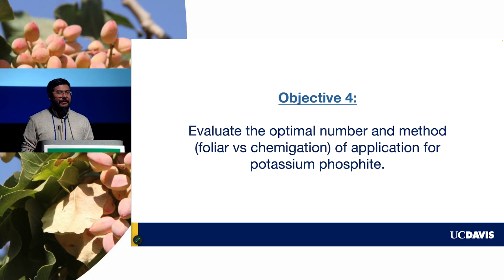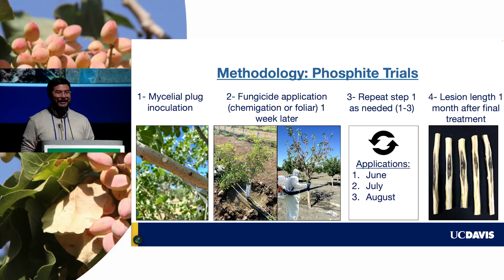And our last objective, as I mentioned, the phosphates are the only ones that could be applied as foliar and chemigation, and so we wanted to look into whether or not the number or mode of application has some kind of effect in reducing those canker lesions. And our experiments were set up in a borrowed orchard, so we were not inoculating the trunks because we did not want to kill anybody's trees. So we had to do these inoculations up in the branches.